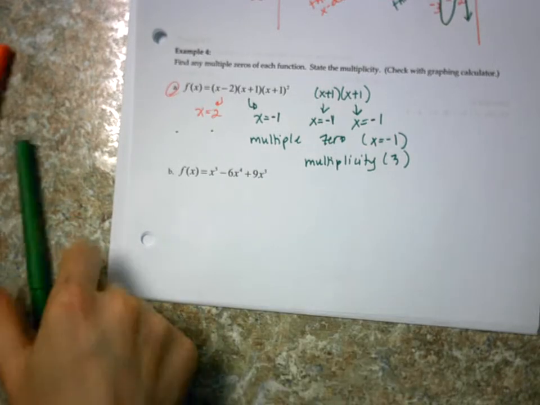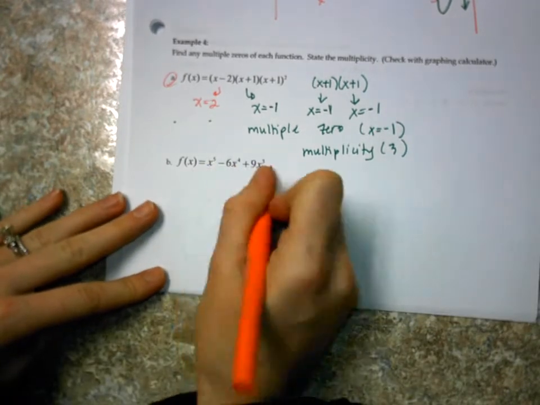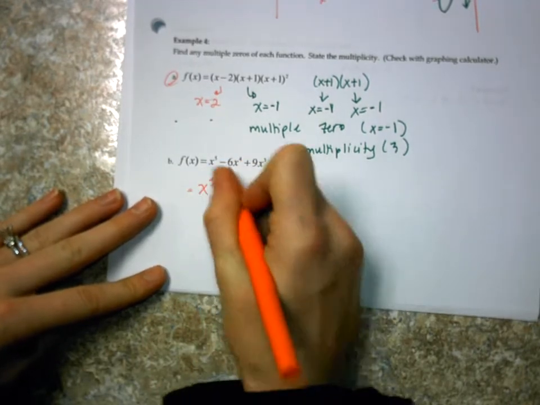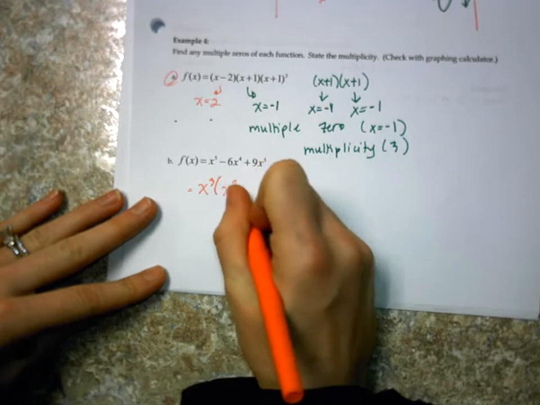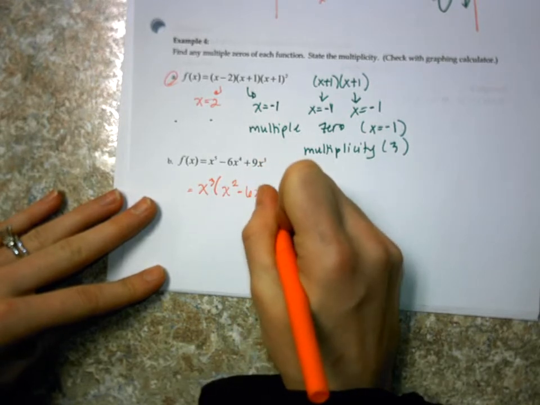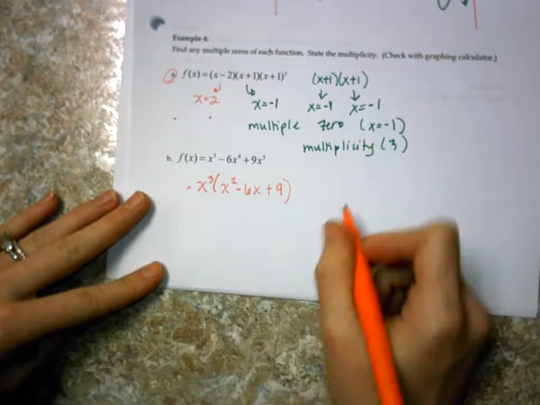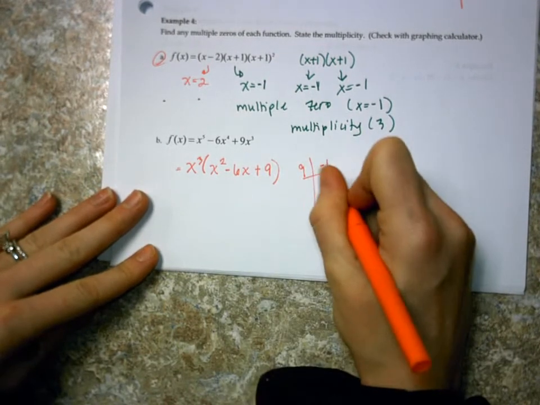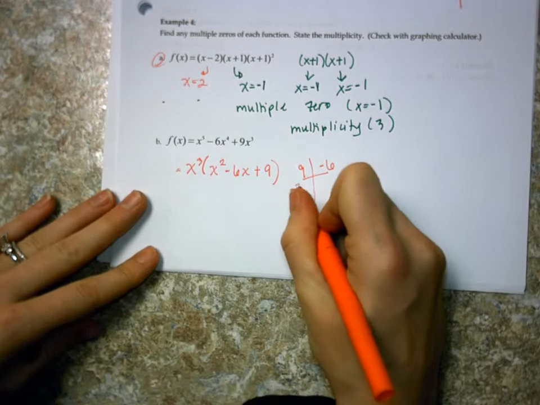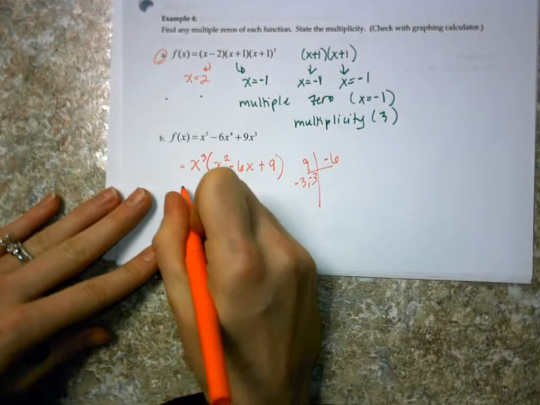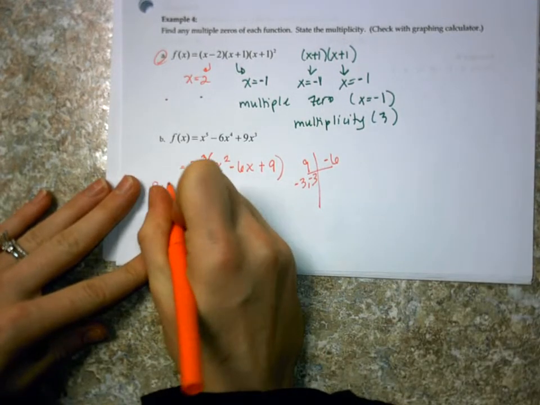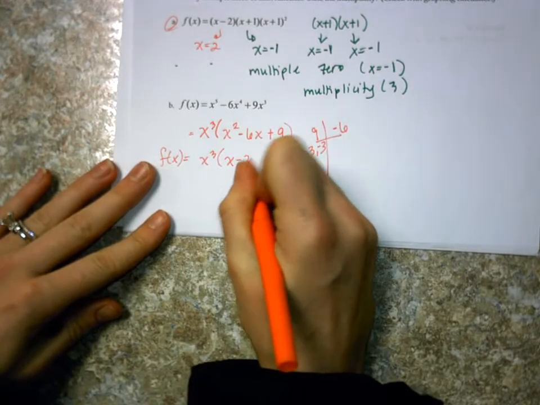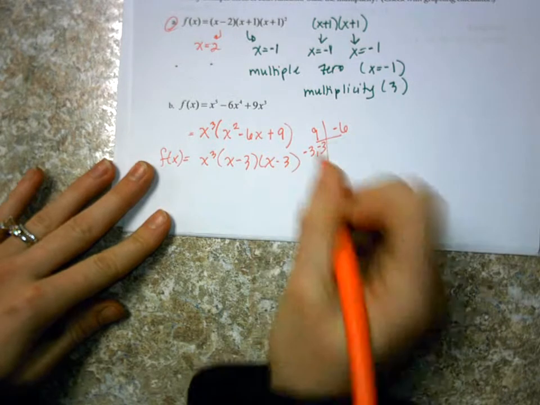So if I put it into factored form, first I see what's the GCF, what can I take out of all 3? That would be an x cubed. And taking that out, it would leave me with an x squared minus 6x plus 9. Now I continue factoring. I see what multiplies to be 9 but adds up to be negative 6. That would come out to be negative 3 and negative 3. So this function factors down into x cubed times x minus 3 times x minus 3.